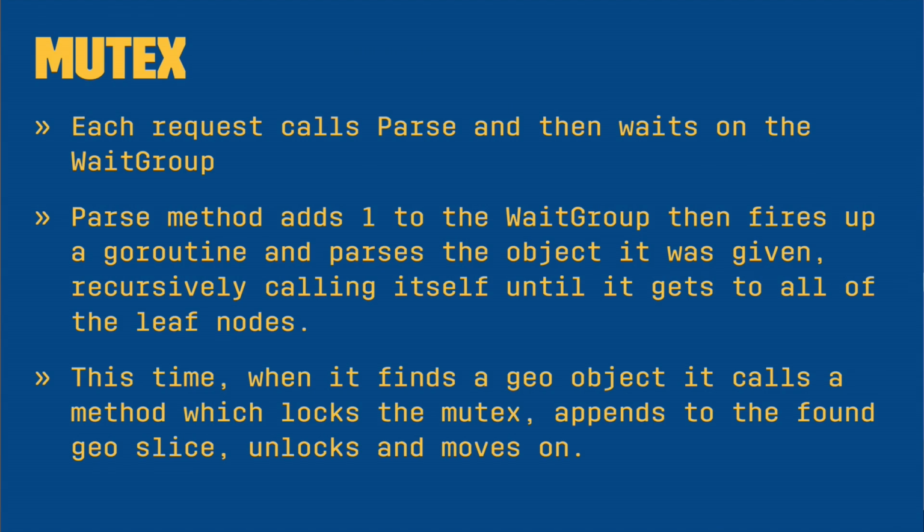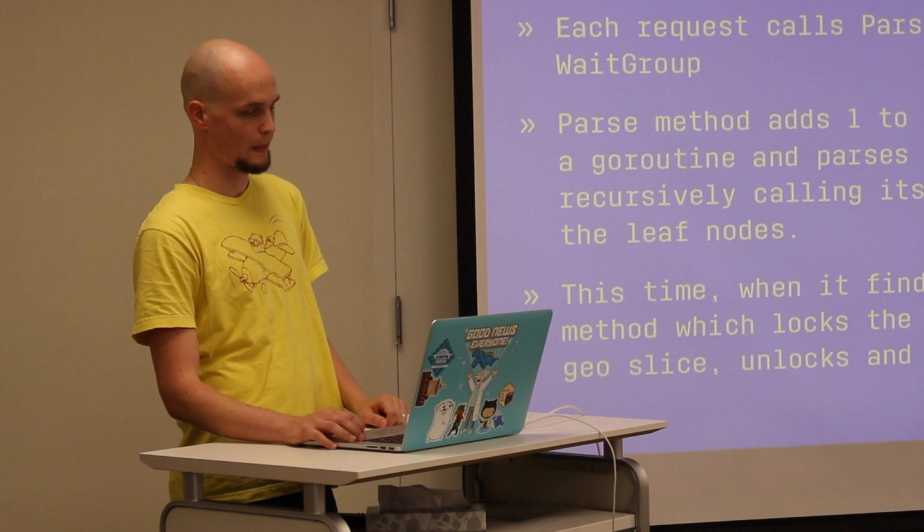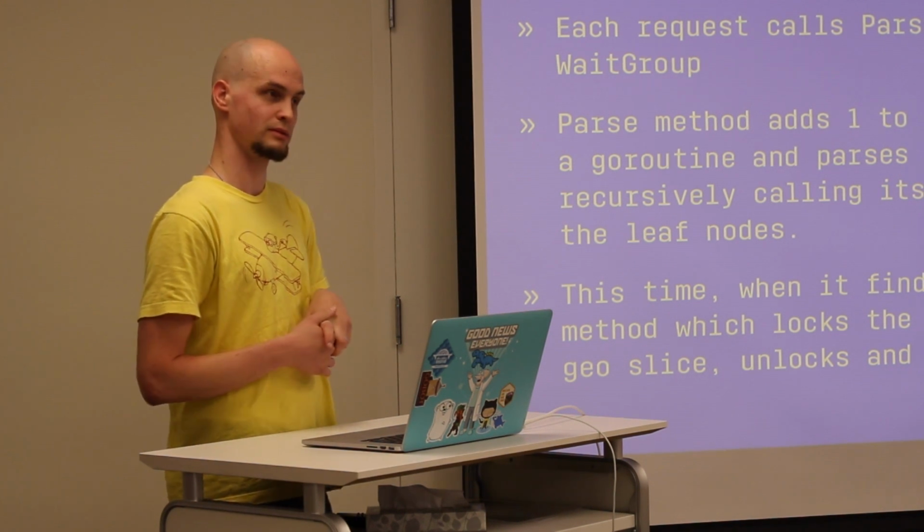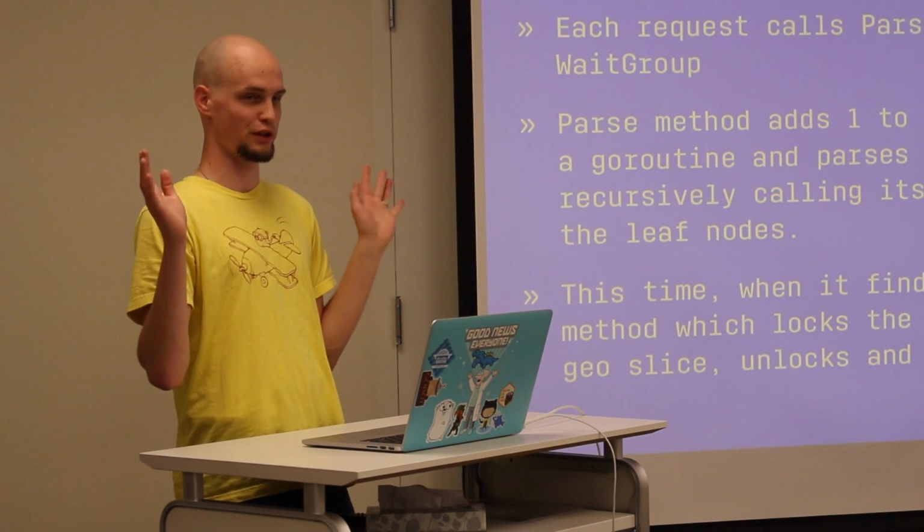So then our GeoBin request object had a mutex, and it still had the wait group. And then the parse method just adds one to the wait group, fires up a go routine, and parses the object that it's given. But as it takes that object, it fires its way down to the leaf nodes, recursively calling itself and searching for geodata. But this time, when it gets geodata, it just calls a method that sets the lock, writes to the slice, and then unlocks. Just standard mutex stuff. So the lesson learned there was not to let the channel hammer make all of your concurrency problems look like nails.